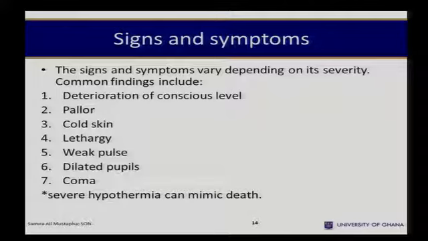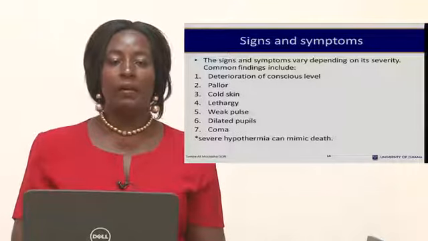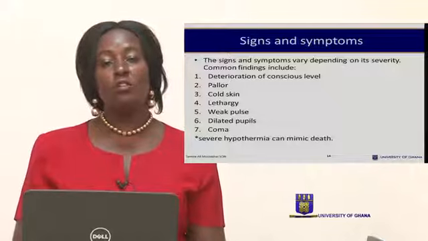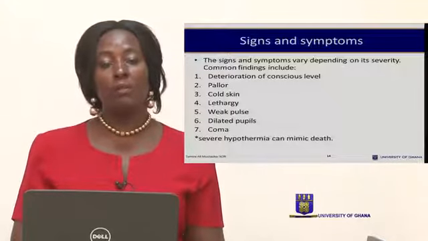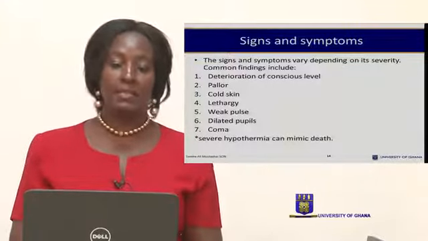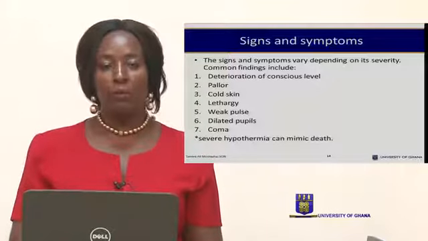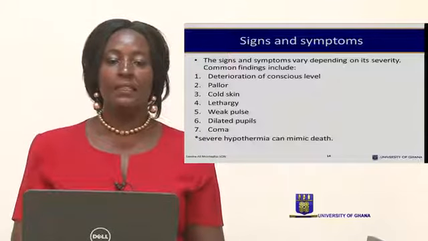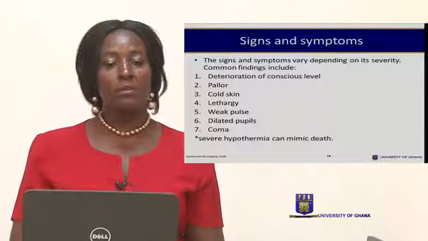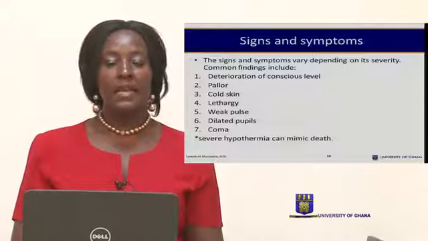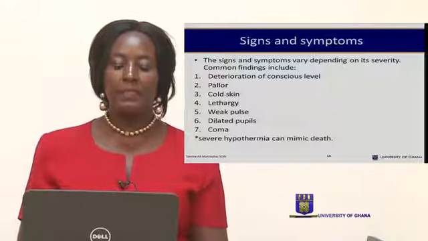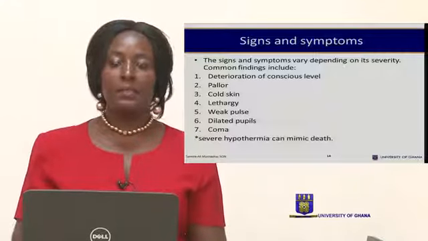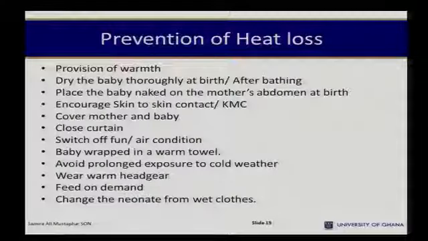So what are the signs and symptoms that show that a child has hypothermia? The signs and symptoms include disorientation or confusion, or the conscious level deteriorates. There is pallor. The skin gets cold. There is lethargy. There is a weak pulse when you elicit it. And there are dilated pupils. And if it gets worse, you can have coma. So sometimes it can even result in death.